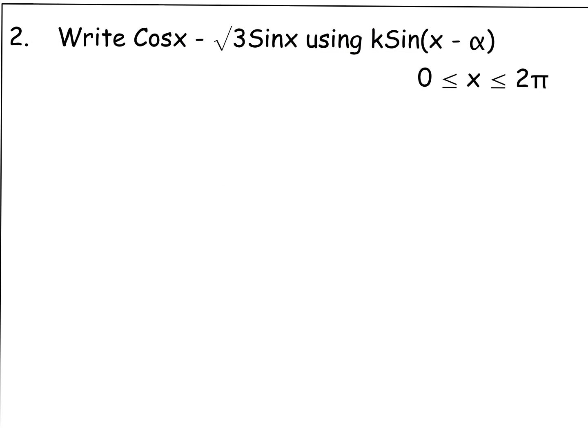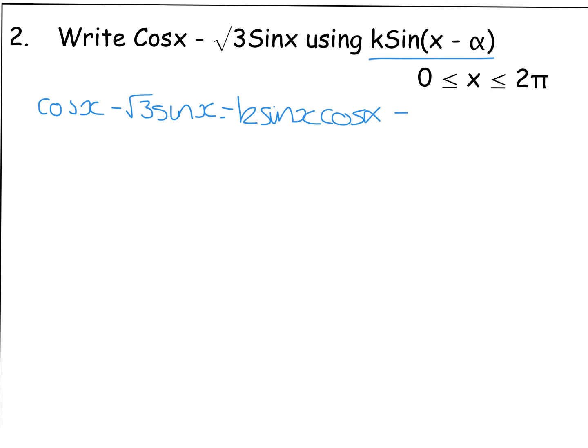My second example is the sine expansion again, only this time it's got the minus in the bracket and it also wants it in radians. So the first thing is to write out your question. So cos x minus root 3 sine x equals k sine cos minus k cos sine.